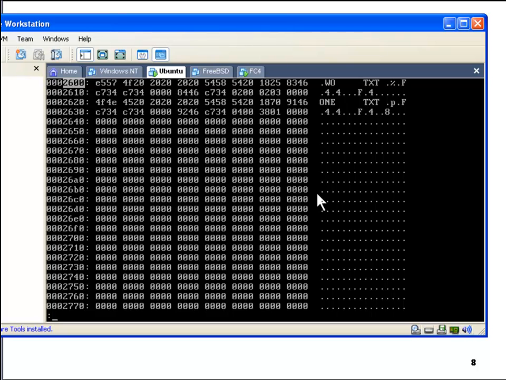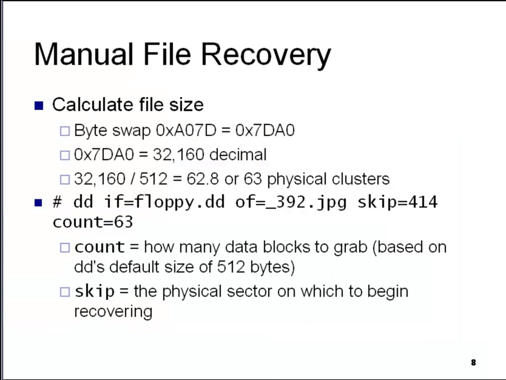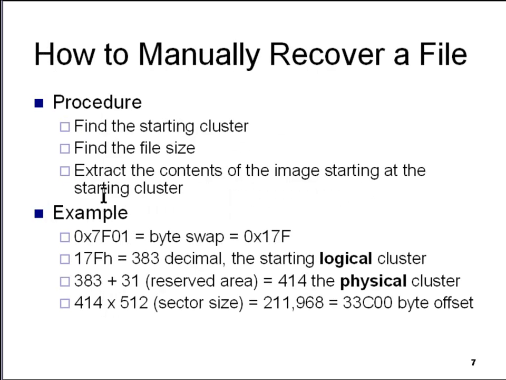Okay, so now we've got this information. Let's go about calculating where the file starts and how large it is. So the first thing we see here is we have 0200. Let's go back here and see the procedure for the byte swap. So essentially we've got 0200, so this starting cluster is going to be 2.